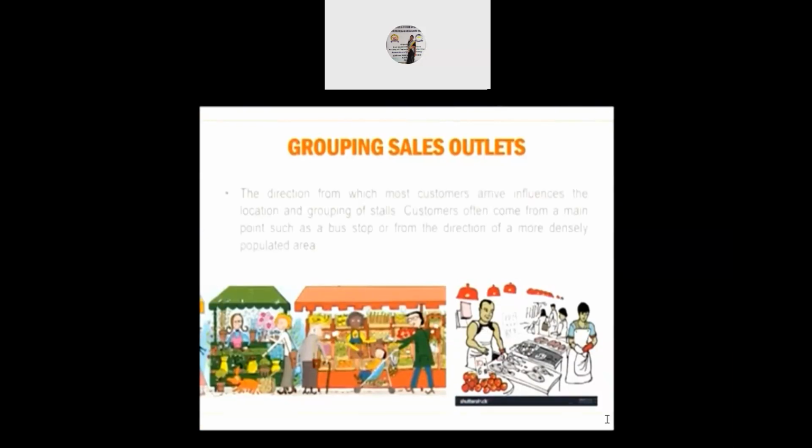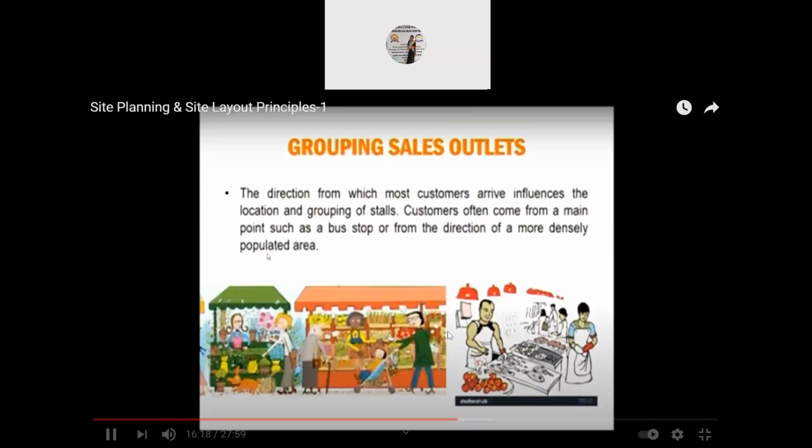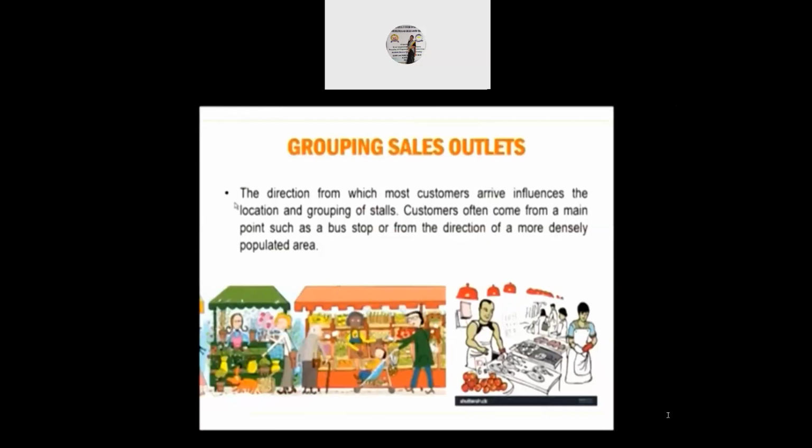Grouping sales outlets: the direction from which most customers arrive influences the location and grouping of stalls. Customers often come from main points such as a bus stop or from the direction of a more intensely populated area. So you must know where your market is being accessed, where your entry point is, and how you're going to group your shops within your market space.